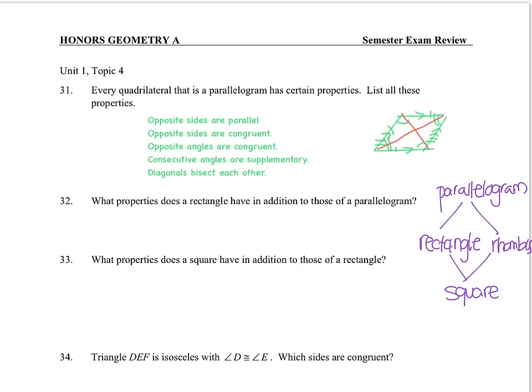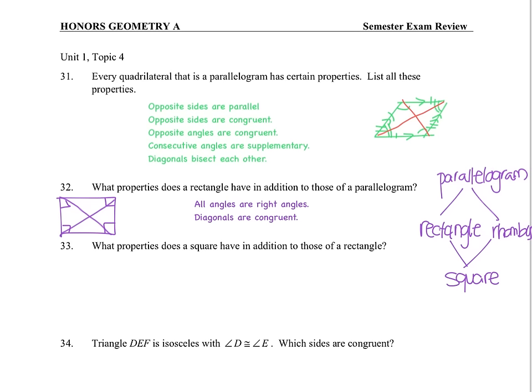So one of the properties of a rectangle is that all angles are right angles. So if we have our square, we know all four angles are going to be right angles. Additionally, not only do the diagonals bisect each other, but the diagonals are going to be congruent. So if this diagonal is congruent to this, and this bisects this one, this is congruent to this, which is congruent to this, which is congruent to this. So the diagonals are congruent.